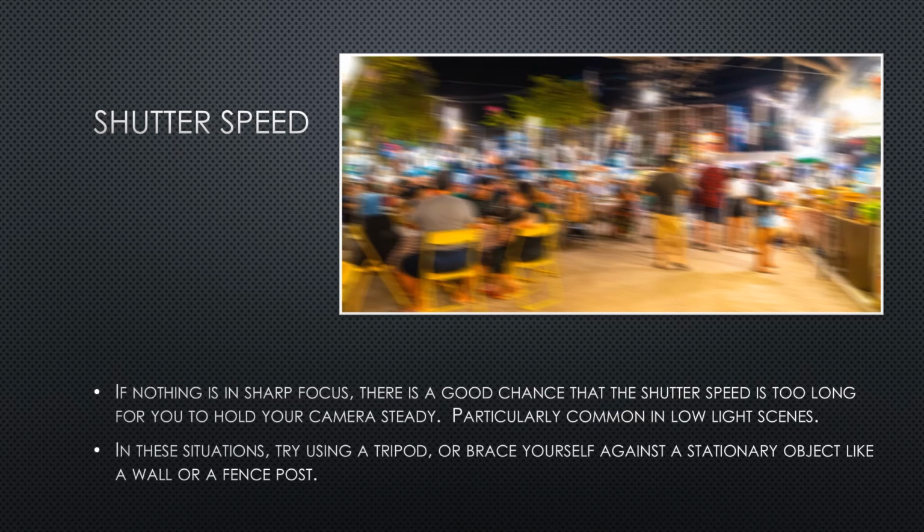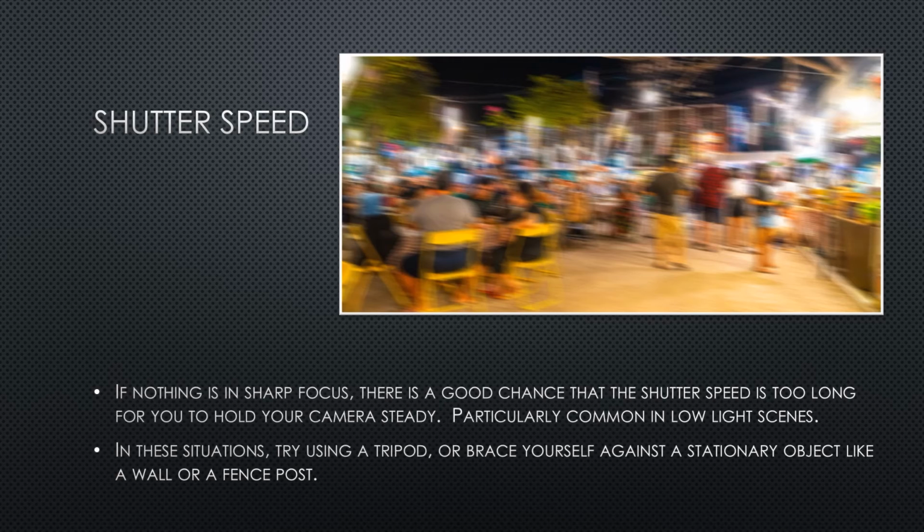If nothing in your final image is sharp, there's a good chance that your shutter speed is just too long for your camera to be handheld. This happens a lot when we're looking at a low light situation where you might see a shutter speed of a half second or even a full second or longer. In this situation, you've got a couple of options.